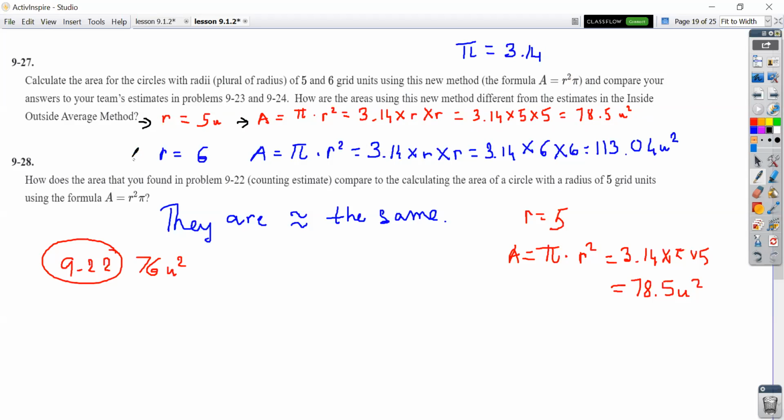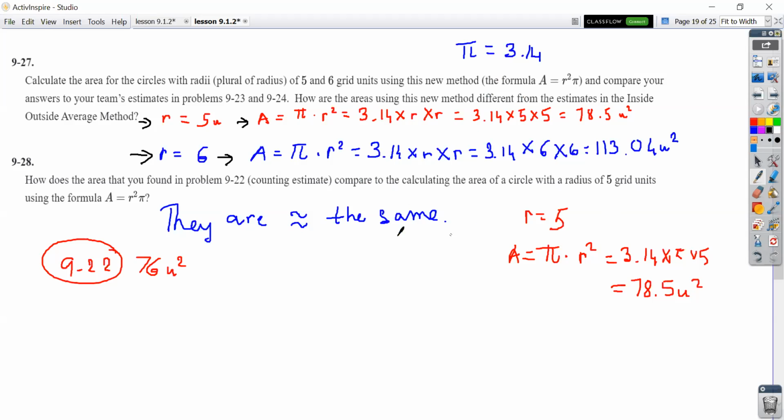All right, the next one, radius equals 6. So use the formula they give you, A equals radius squared times pi, the same thing as pi times radius squared. Pi is 3.14 times the radius squared, which is 6 squared, because the radius is 6. The answer is approximately 113.04 square units.